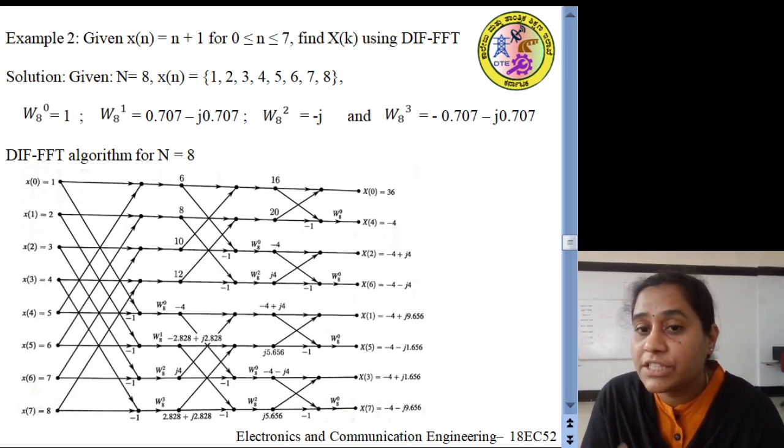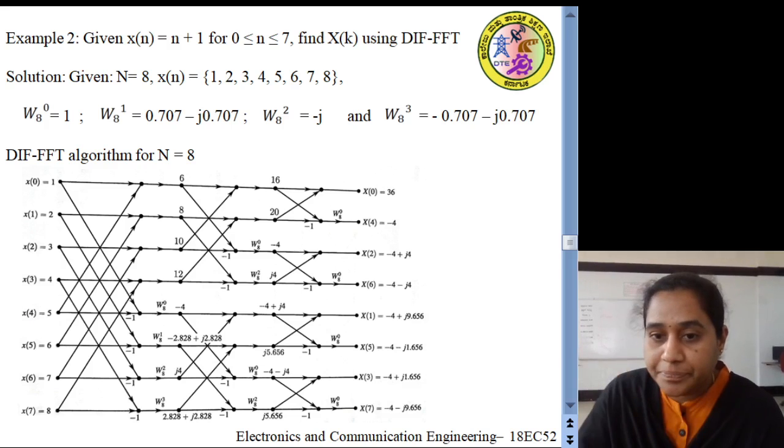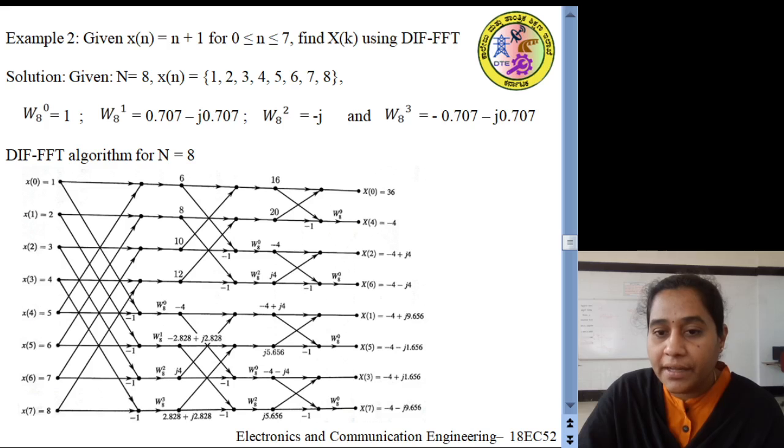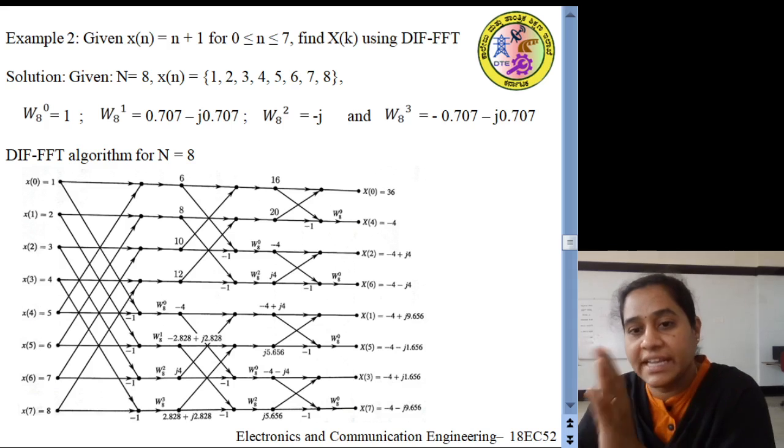Outputs from this first stage are 6, 8, 10, 12, minus 4, minus 2.828 plus j2.828, j4, 2.828 plus j2.828. So these are the outputs from the first stage that we are taking as input to the second stage.